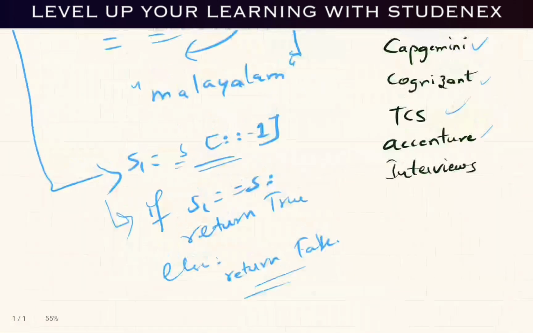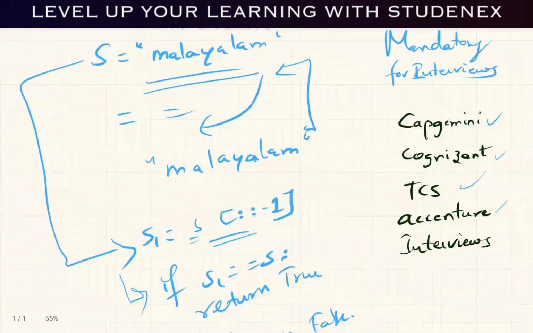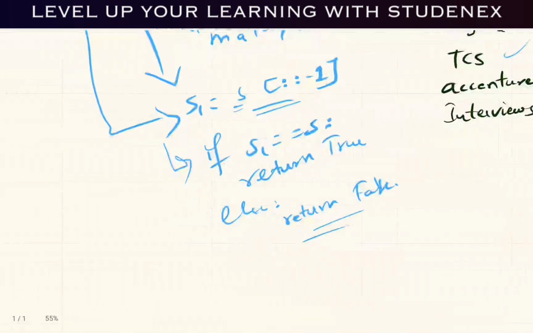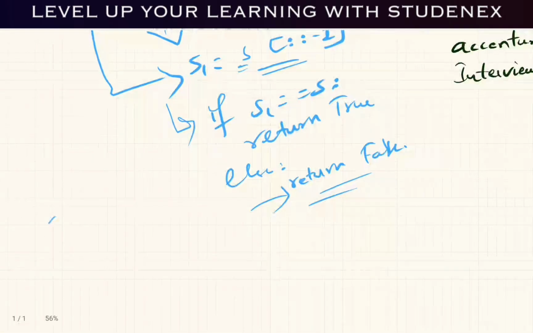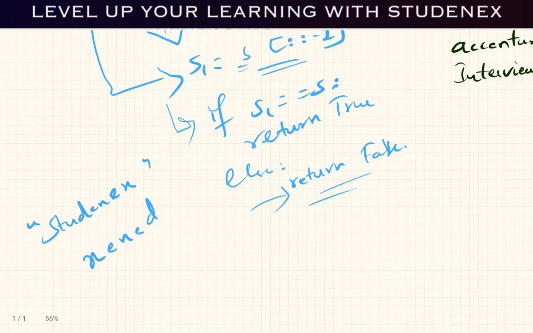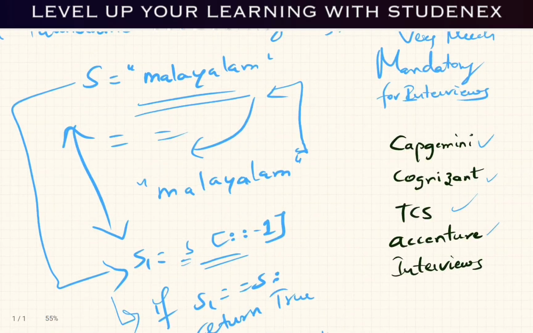I'm gonna check whether this particular new string, which is reversed, and the previous string, which is the input string, are equal or not. If it's not equal, I'm gonna return false. Like, I'm gonna take an example. Student X is our string. Even after reversing it, it's not the same. So it obviously returns false. If we check Malayalam, it's the same, right? It's the same. So it's true.